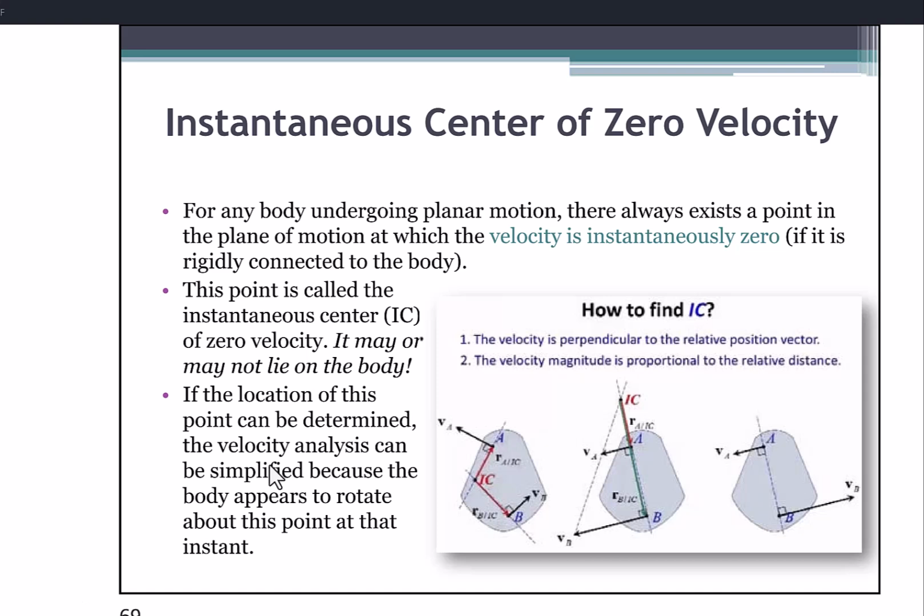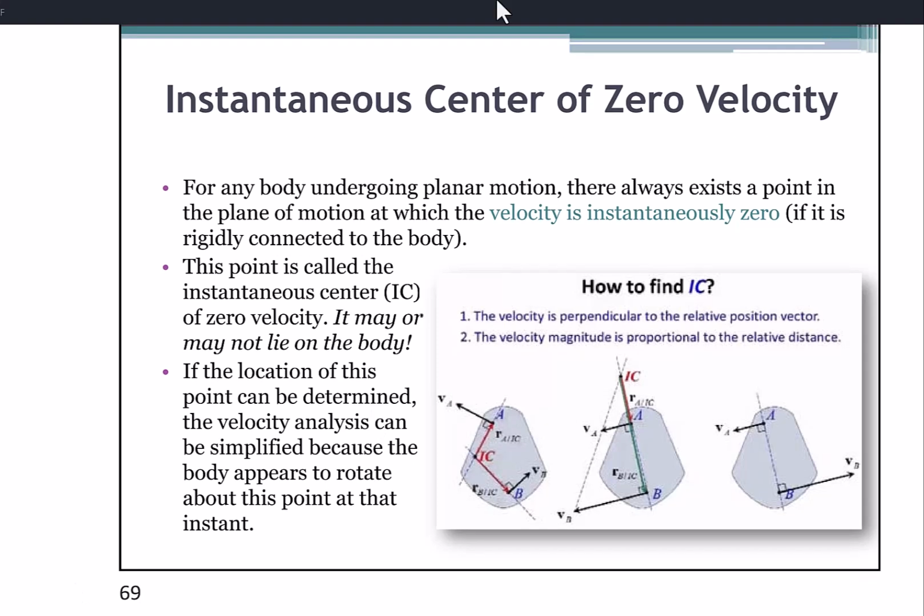One second. For any body undergoing planar motion, there's always a point in the plane of motion. This thing has an x and a y, and the plane of motion is the xy plane, this is x and this is y, at which the velocity is instantaneously zero. So the velocity of this point is zero.